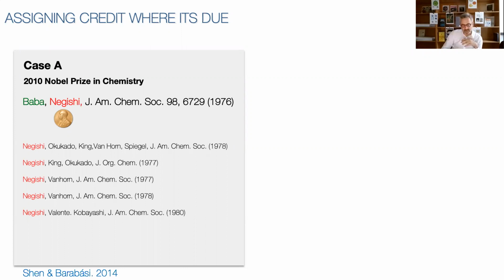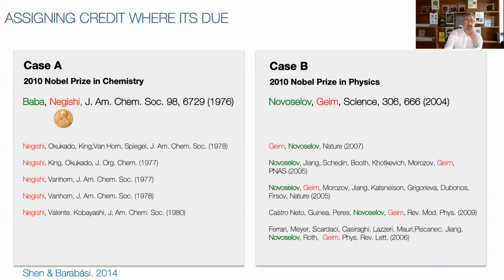So when you look at that track record, you realize that whatever that discovery was in 1976, it was part of the scientific journey of Negishi. Perhaps Baba may have had an important contribution, but was not part of the whole development of the idea, right? And if we look at the physics Nobel Prize in 2010, which went for graphene to Novoselov and Geim, when we look at the 5 most co-cited papers with the prize-winning paper, all of them have both Geim and Novoselov together. So, not surprisingly, they're indistinguishable when it comes to what led to that discovery, and they both got the Nobel Prize.